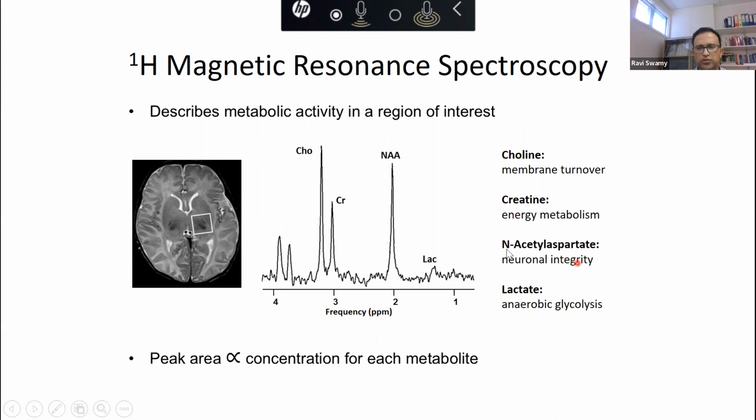So that is what you look for. If the NAA level is high, that means the neuronal integrity is fine. That means there is no damage to the neuron. That means no HIE. So that's what you look for.